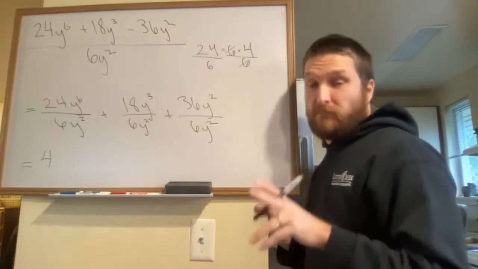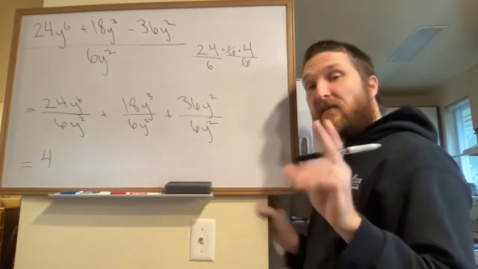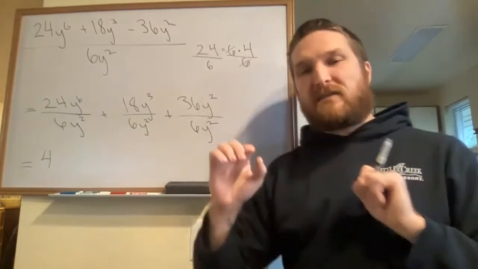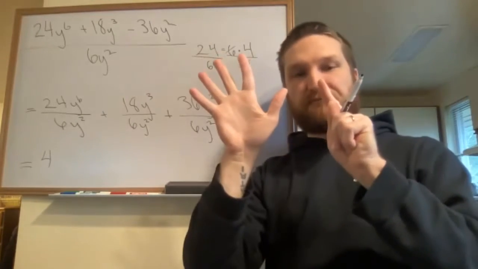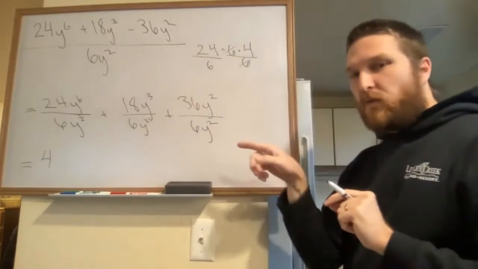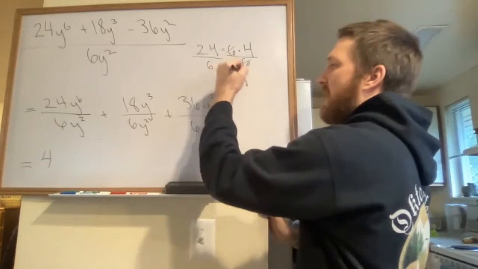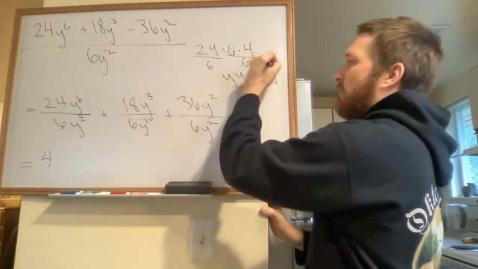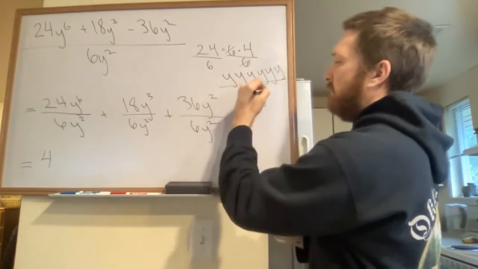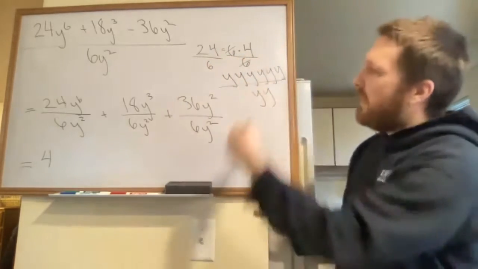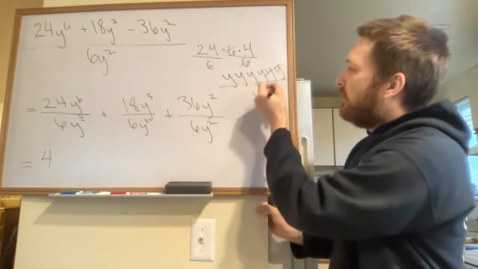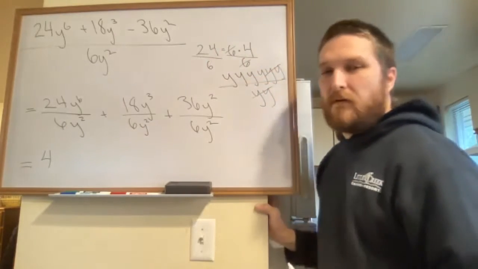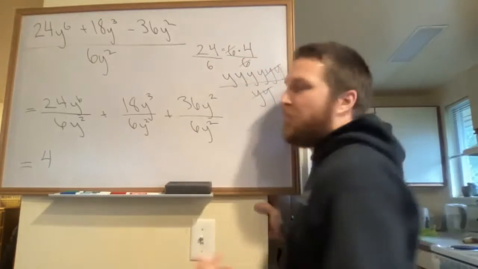When in doubt, right? Just think visually. Y to the 6th means y times y times y. You have 6 y's in the top. Y squared means you have 2 y's in the bottom. How many of those y's cancel out? Both of the 2 y's on the bottom. So you have 4 y's, or y to the 4th, on top.